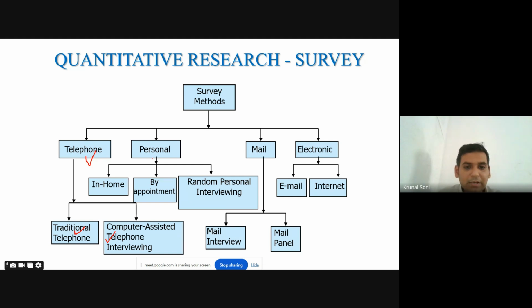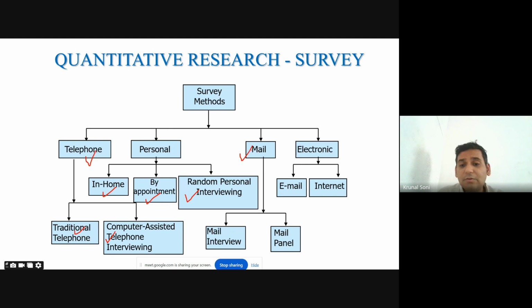Then you also need to see the personal method, which means in home. You visit the respondent at their home and ask their opinion in terms of the survey. Second, you can take appointments with people and ask their opinion. You can also have random personal interviews. You can ask people about their opinion and accordingly take the survey.